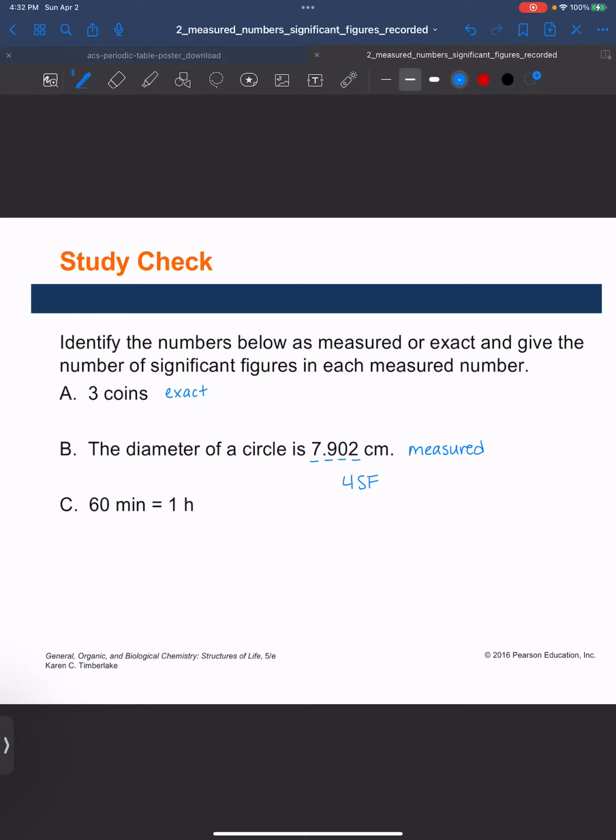60 minutes equals 1 hour. Excellent, this is an exact number because it's a definition from within the same system of measuring time. So no significant figures there.